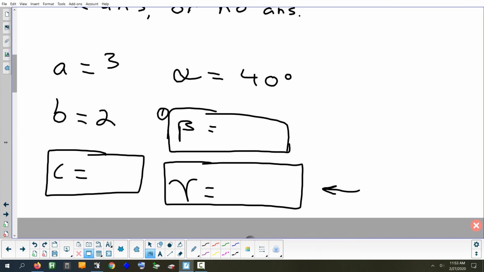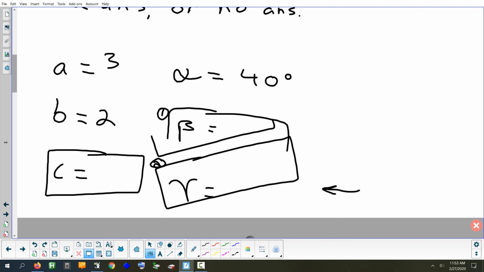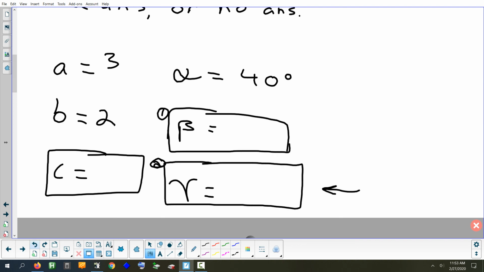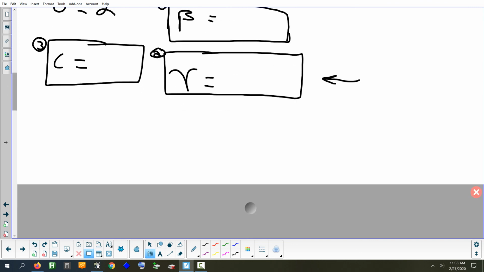So you have to stick with the rows that have information in them. Okay? Now, once you get beta, then you'll have 2 out of 3 of the angles, which would allow you to find what? Gamma. And then once you have gamma, you finally have a piece of information in the last row that you can use to find C. Okay, so that's the order you're going to have to find these things in. So let's start with beta.